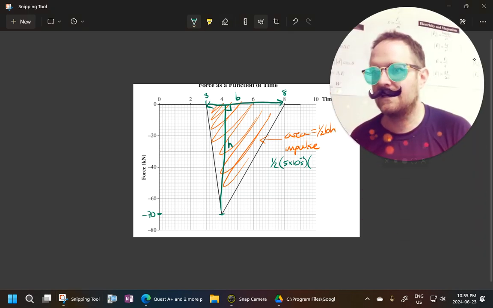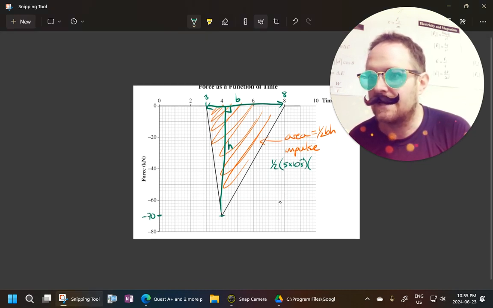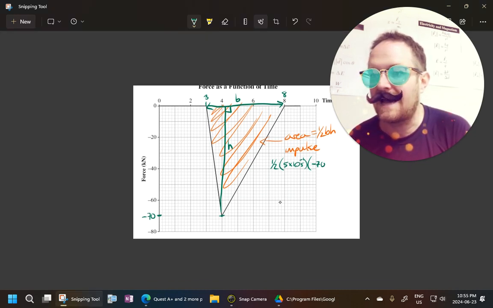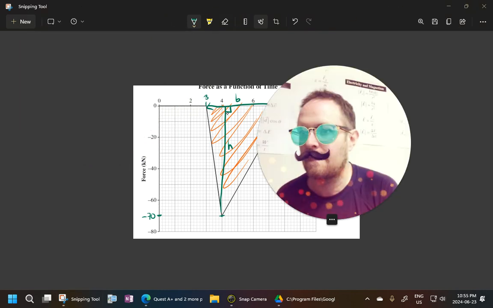So my height is going to be negative 70,000 newtons, right? You just put the 1,000 in there. Sorry, but my face is in the way here.